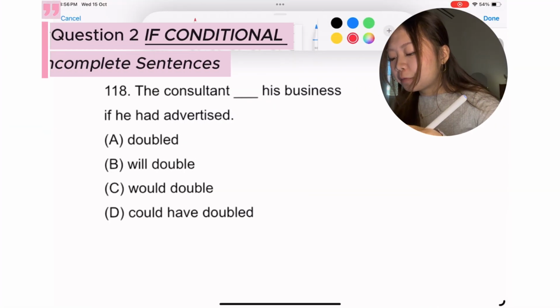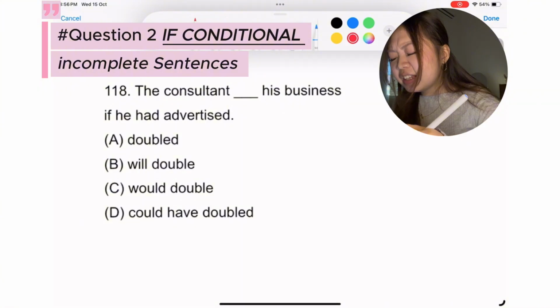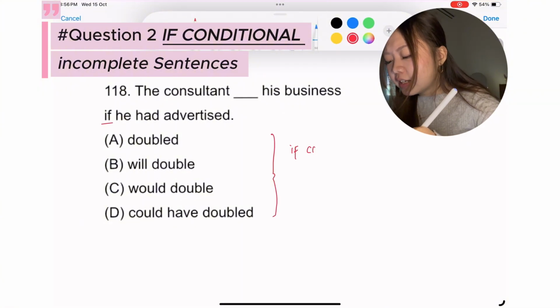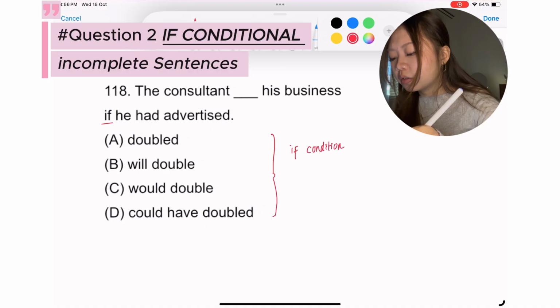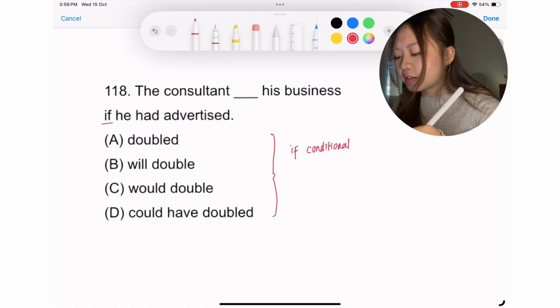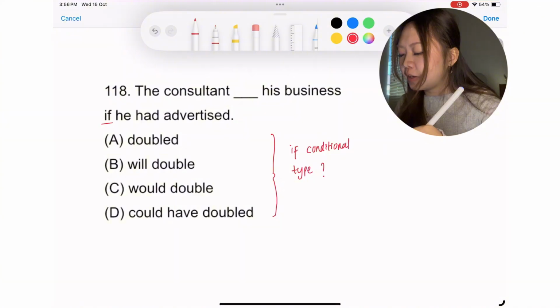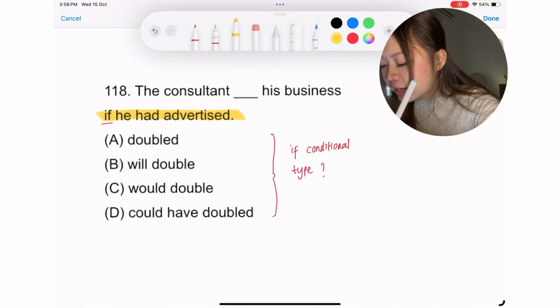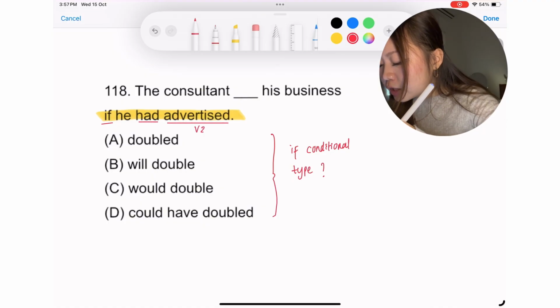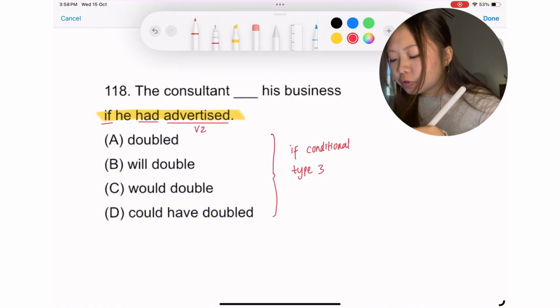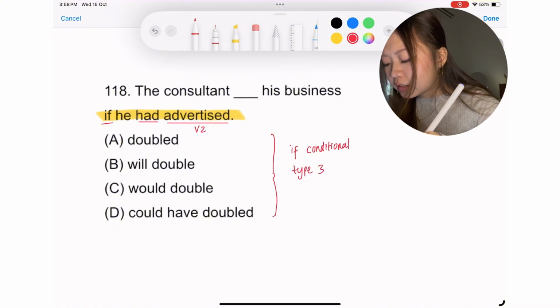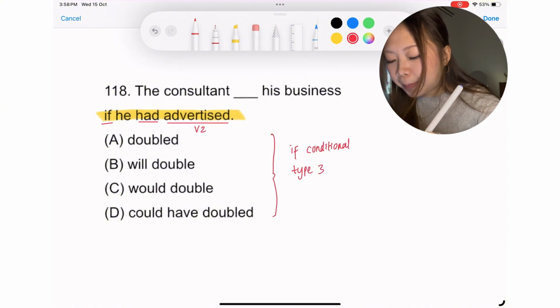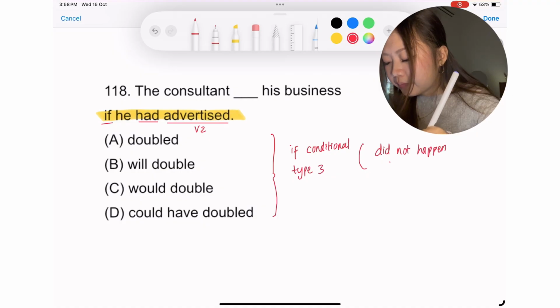Now, we are still in Part 5 about incomplete sentences, and looking at this question, we can immediately see from the multiple choice that this is about an if conditional. But before choosing the answer, we need to identify which type of if conditional it is. Looking at the if clause, if he had advertised, it has had plus past tense, which means it is conditional type 3. This talks about a situation that did not happen in the past.